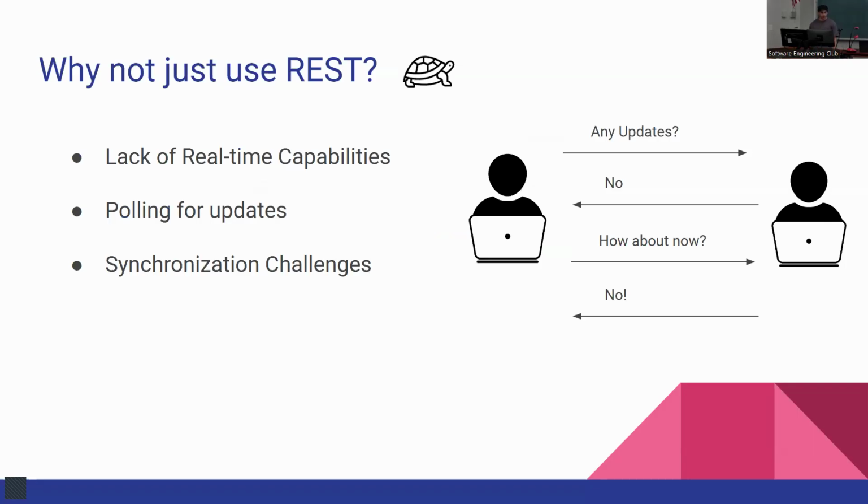So why not just use REST, right? Like we already discussed a couple times, REST requires a request and response functionality, which doesn't allow for real-time communication, which is the point of today's workshop. This allows for polling for updates, and then there's also synchronization challenges. So REST APIs usually require asynchronous functions to be run, which slows down the process, especially when you're dealing with something like video games.